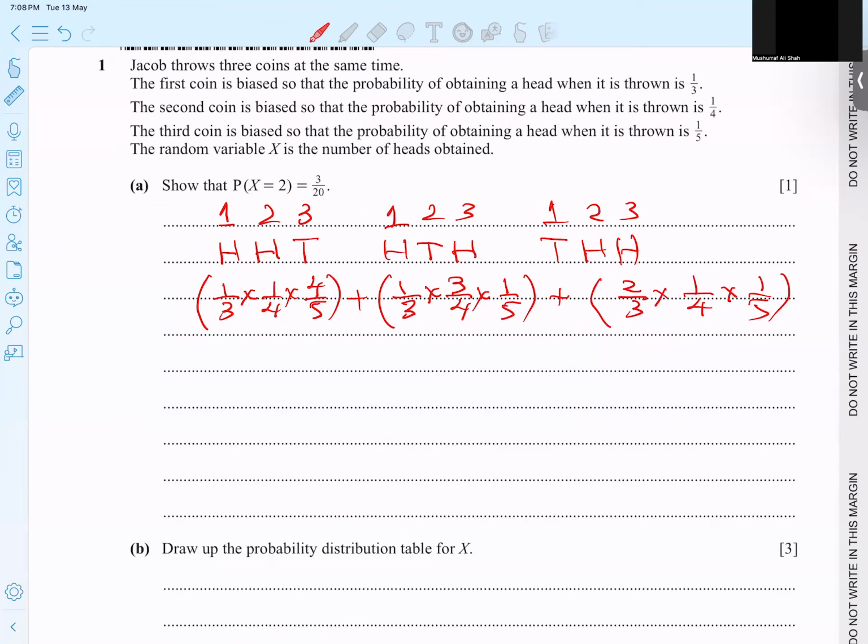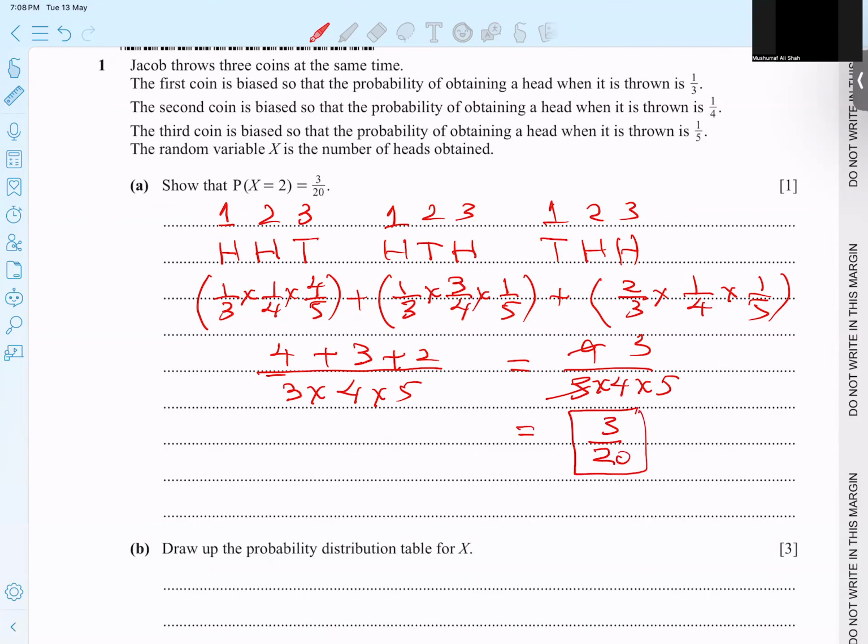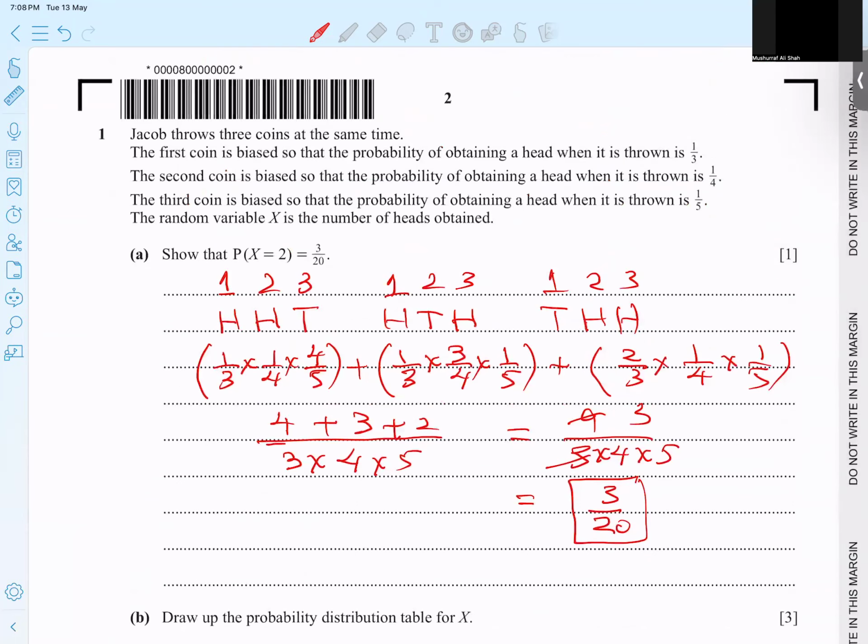And check it. I got a 4 in the numerator, 3 and 2 in the numerator, and down I'm getting 3 into 4 into 5. So I got 36 over 3 into 4 into 5. Three threes are 9. So I got 3 over 20. This is my answer. You can type it in the calculator. I have done it this way, but anyway, both ways are correct.